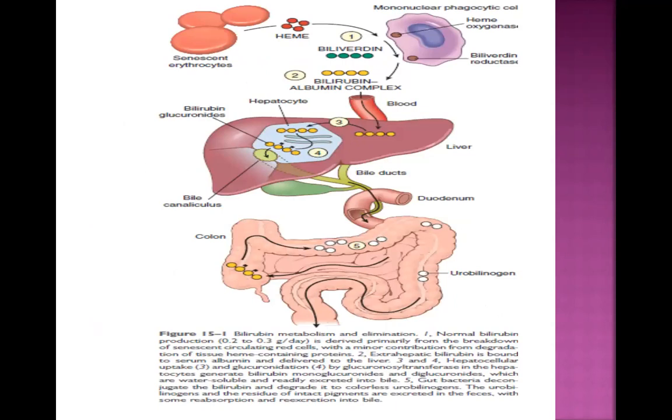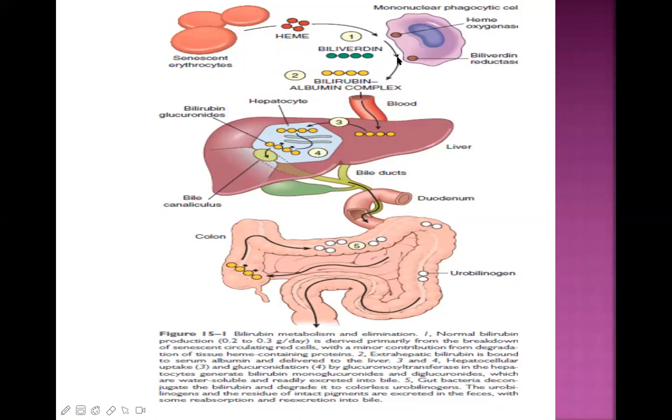See here. Now, these are the erythrocytes, old erythrocytes. From them, heme has come out. This heme will develop into bilirubin. First is biliverdin, then bilirubin. Heme oxygenase enzyme forms biliverdin, and biliverdin reductase forms bilirubin.